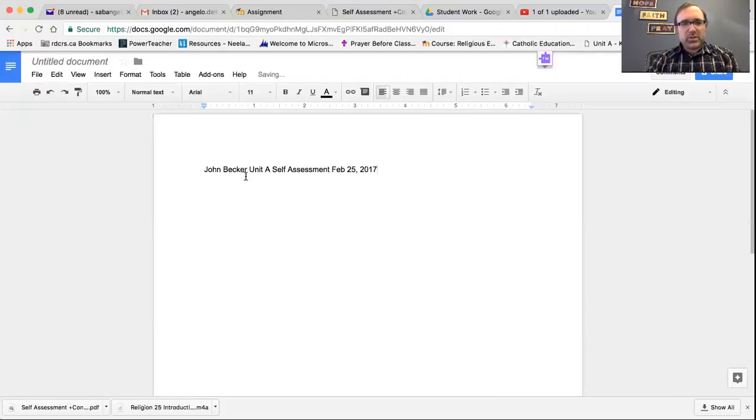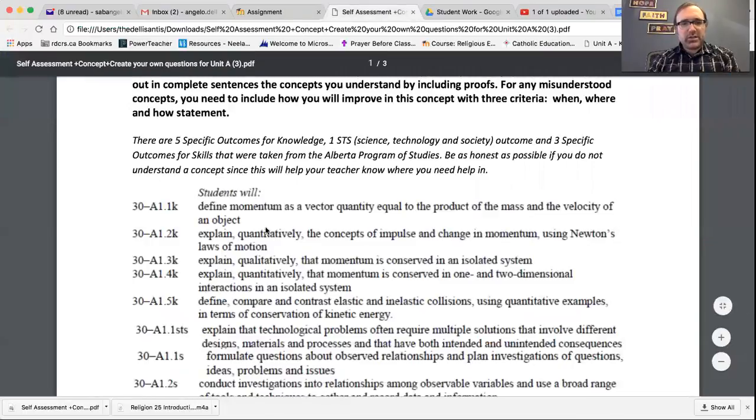Okay, so that's what I'm looking for so far. So let's try to indent that. Next thing, you need to tell me what objective you are working on, A1.1K, and then say what that statement was actually asking. So what was it asking again? Define momentum as a vector quantity.